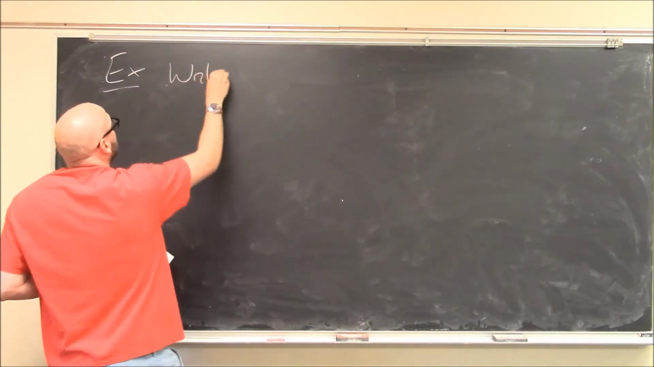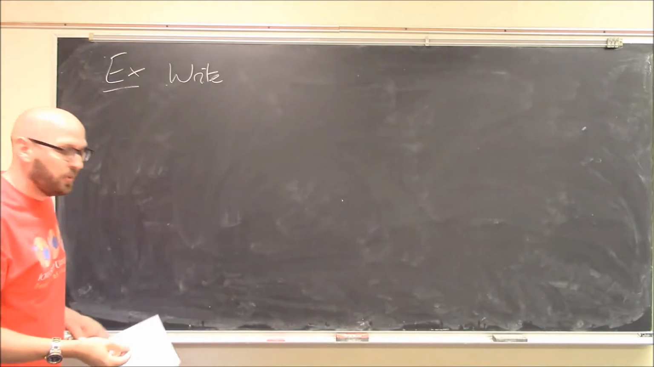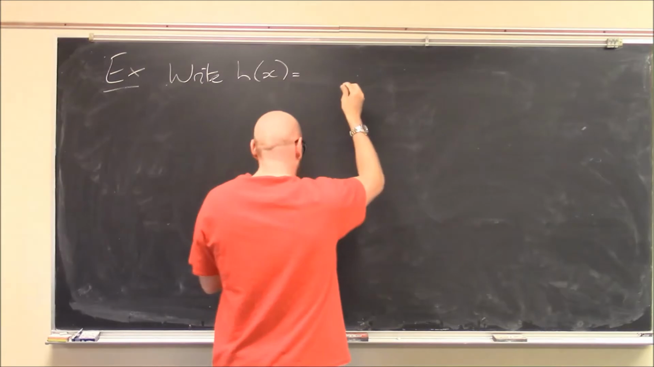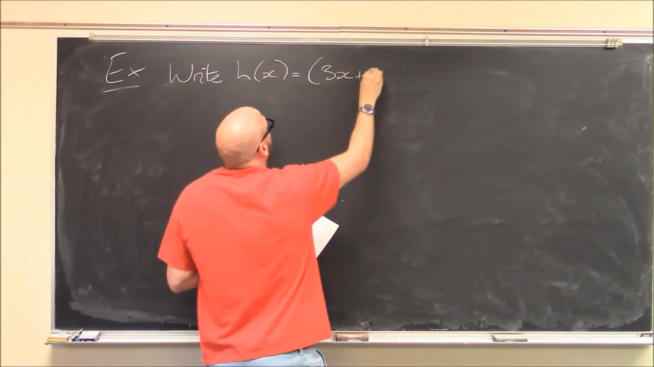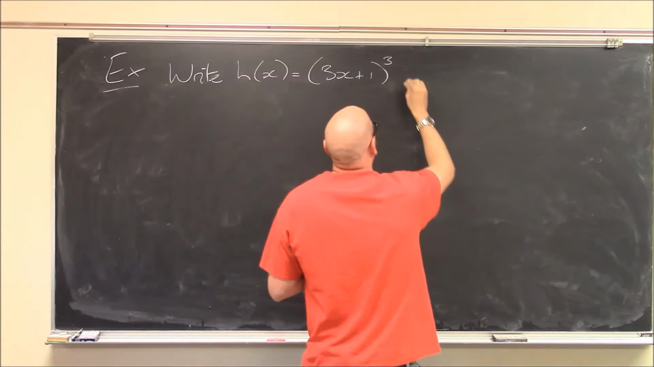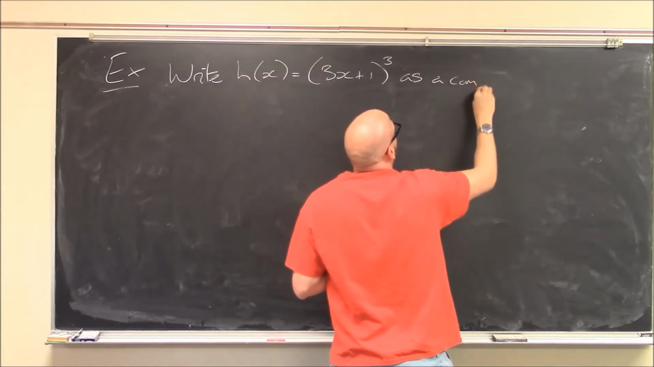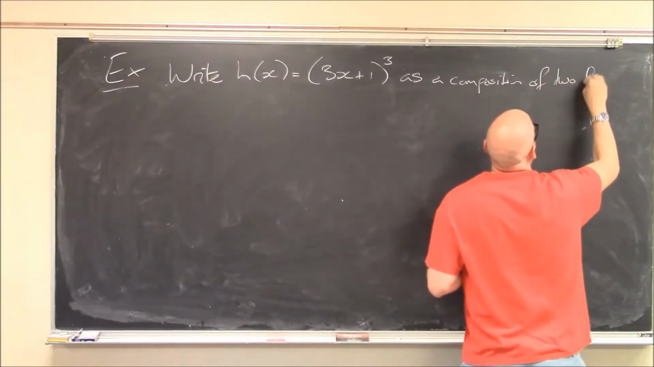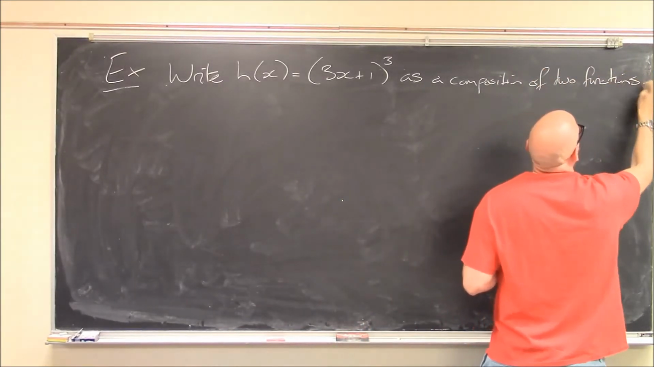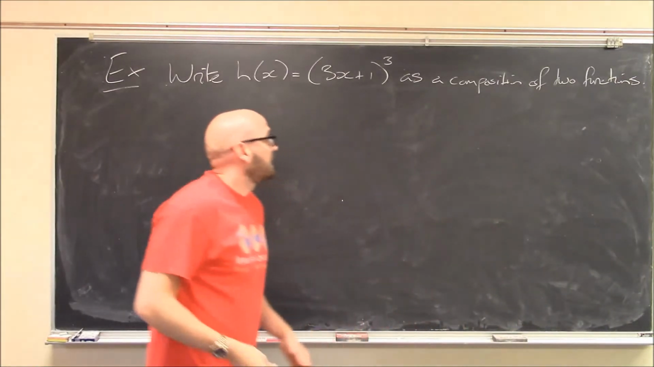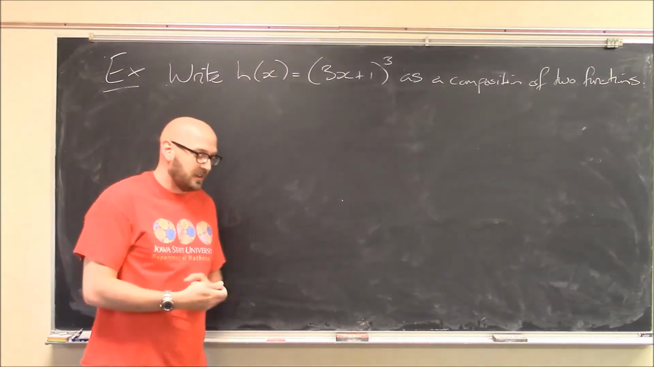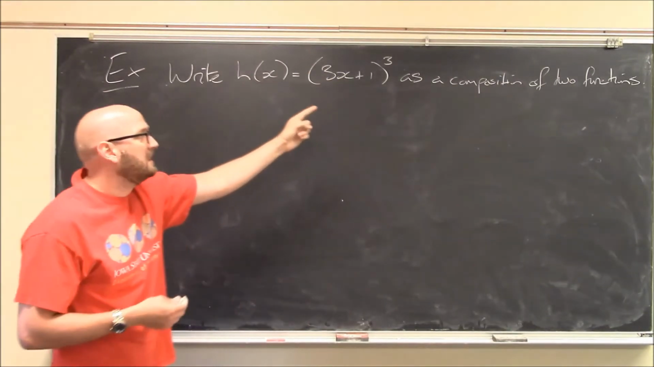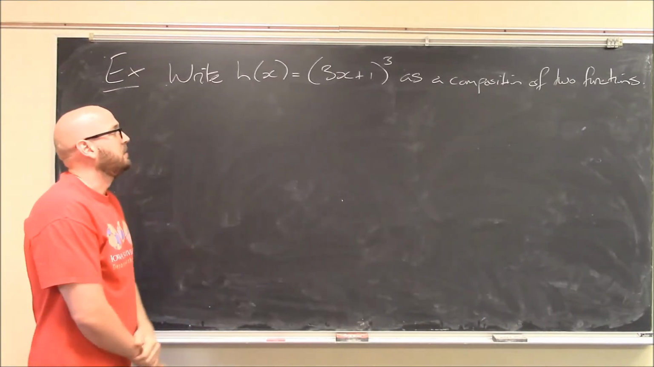Alright, last example. We'll do quite a few because it's really important to understand compositions of functions. So write h of x equals (3x plus 1) cubed as a composition of two functions. So this is what I was saying in the first example. It's very easy to take two functions and compose them together, but if I give you a single function and say, think of this as a composition, how do you break it back apart into two different pieces that are composed together?